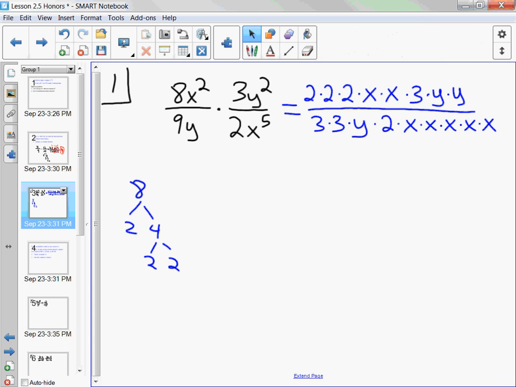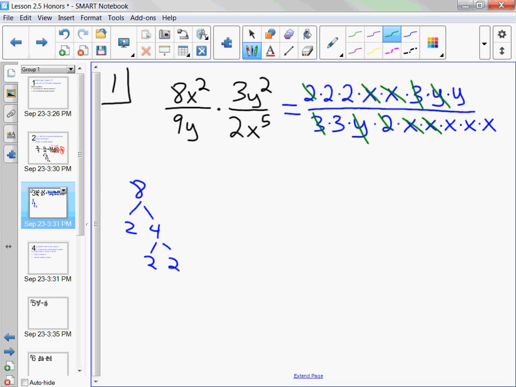So once again, a factor on the top that's the same as a factor on the bottom will cancel. Like this 2 will cancel with this 2. This 3 will cancel with this 3. This y will cancel with this y. And these 2 x's on the top will cancel with 2 x's on the bottom. And I think we've exhausted all of our common factors that we can cancel.